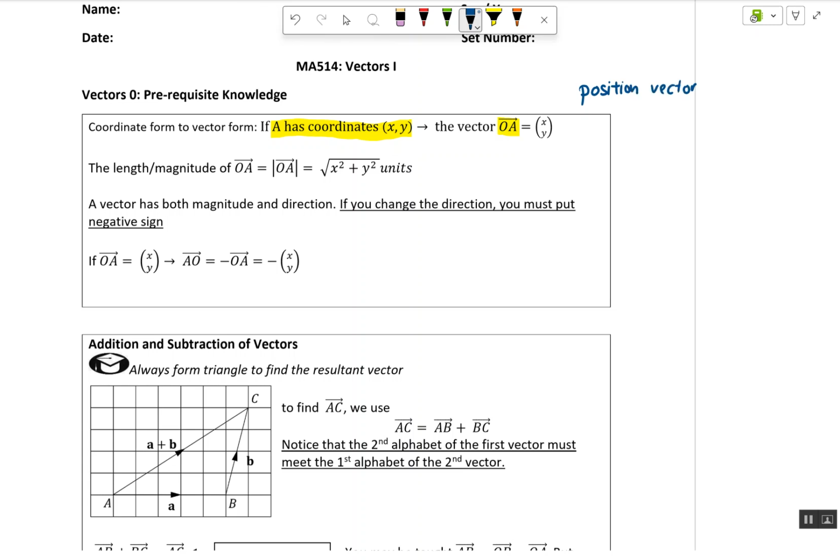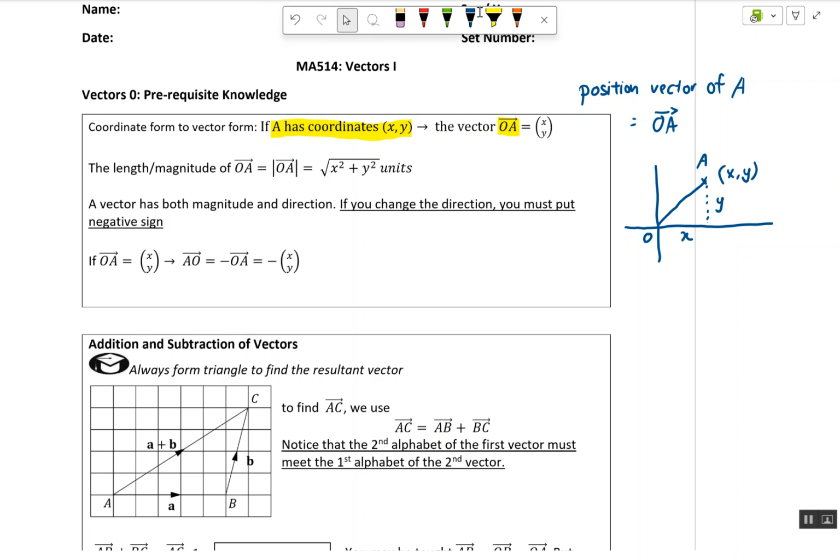So when the question says position vector of A, this means OA. This also means your coordinate form can change to a column vector form in x, y form. And the magnitude of OA is the Pythagoras theorem of x squared plus y squared. Why? Because all coordinates over here, x, y, are with respect to the origin. This is A, so this is the x, this is the y. If I want the length of OA, it's the Pythagoras theorem of x squared plus y squared.